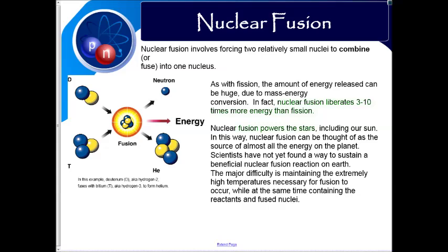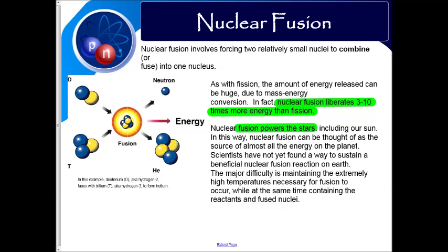Now, the other one, nuclear fusion. Fusion involves forcing two relatively small nuclei to combine or fuse into one nucleus. Now, the amount of energy released can be huge due to the mass energy conversion. In fact, nuclear fusion actually liberates 3 to 10 times more energy than fission. Nuclear fusion is what powers the stars, including our sun.